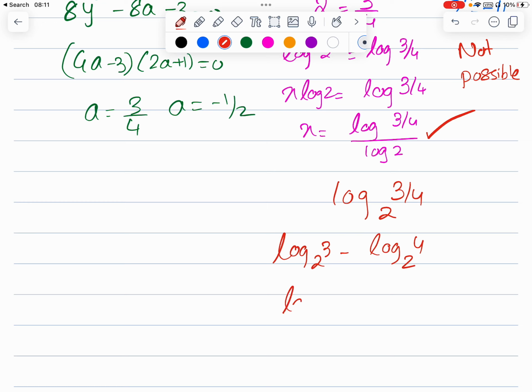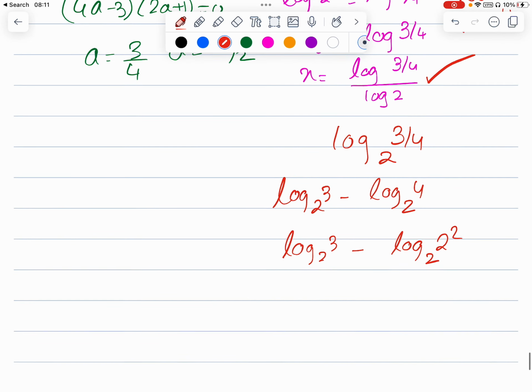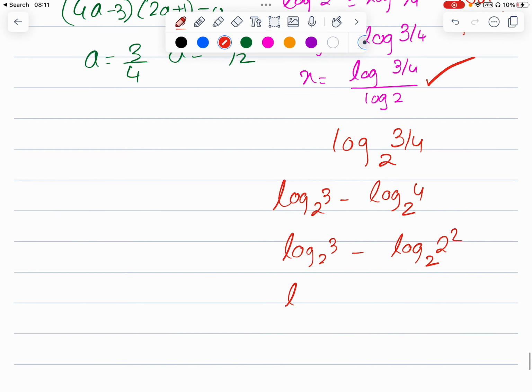And still simplify it further. Log 3 to the base 2 minus log 4 can be written as 2 squared to the base 2. So it becomes log 3 to the base 2 minus 2 log 2 to the base 2. 2 log 2 to the base 2 is 1. So the final answer is log 3 to the base 2 minus 2. This is the final answer for question number 17.